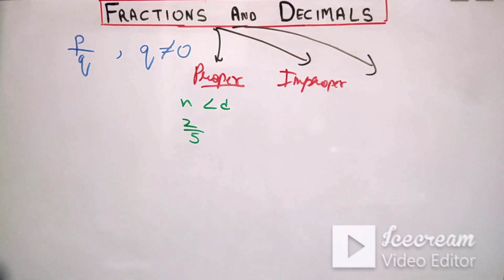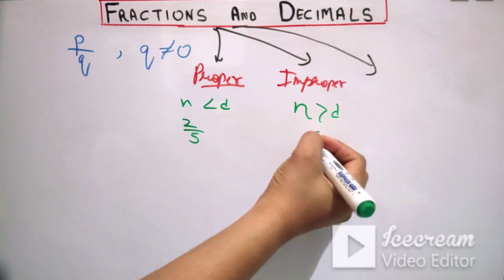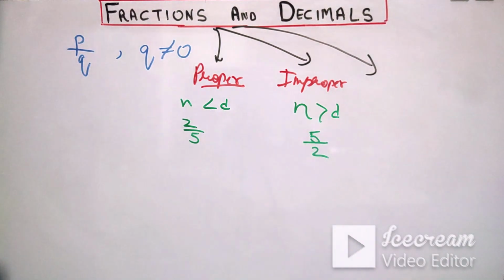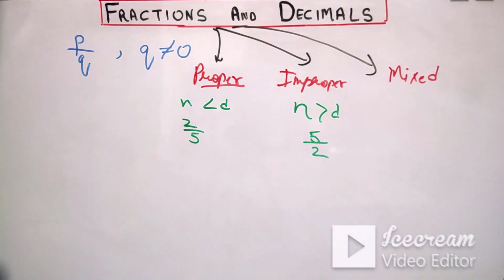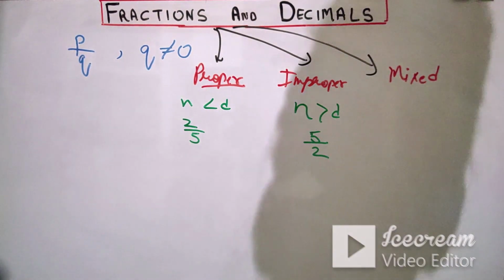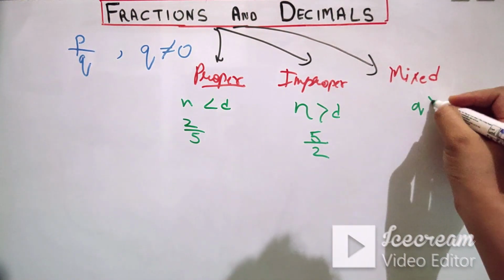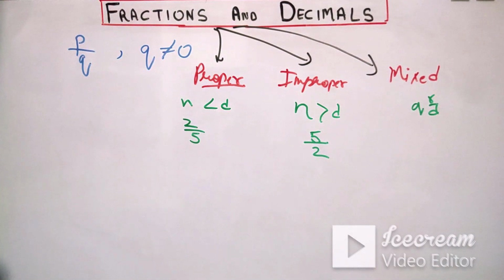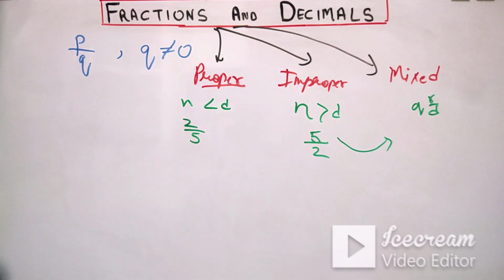So what is an improper fraction? The fraction where the numerator is greater than the denominator. The example is 5 by 2. Now there is a different kind of fraction, that is a mixed fraction. What is this mixed fraction? Any improper fraction can be converted into the form Q R by D. Now what is this Q R by D? Q is for quotient, R for remainder, and D for divisor. So if we are converting an improper fraction into a mixed fraction, we will simply do as follows.